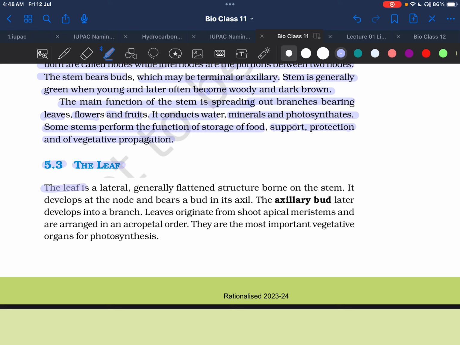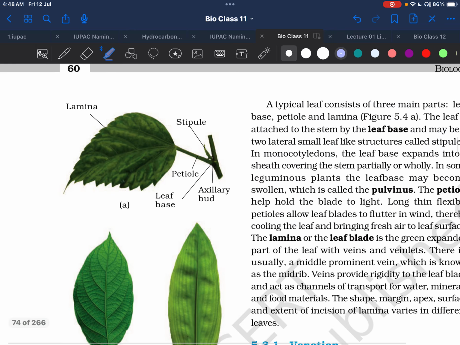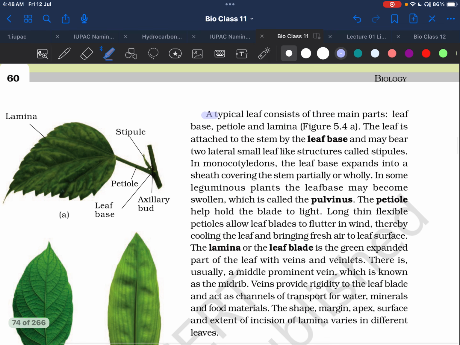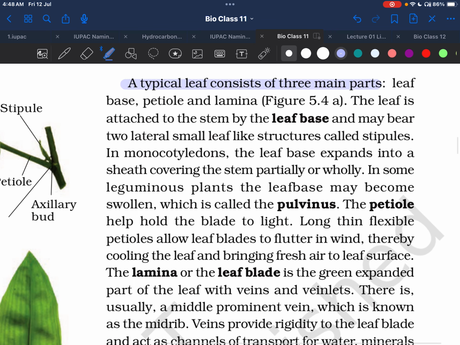5.3 The leaf. The leaf is a lateral, generally flattened structure borne on the stem. It develops at the node and bears a bud in its axil. The axillary bud later develops into a branch. Leaves originate from shoot apical meristems and are arranged in acropetal order. They are the most important vegetative organs for photosynthesis. A typical leaf consists of three main parts: leaf base, petiole, and lamina. Figure 5.4a.